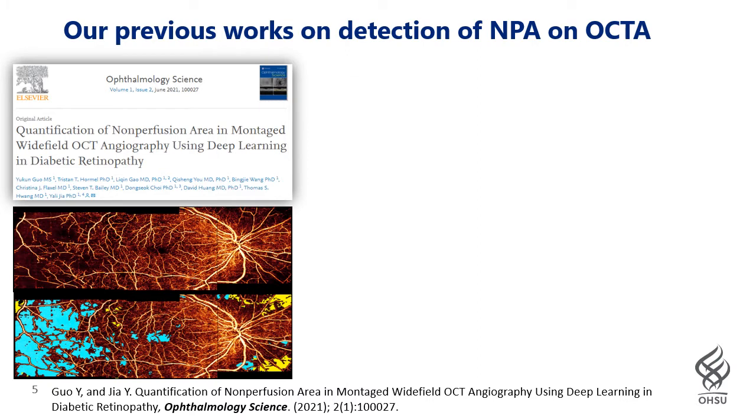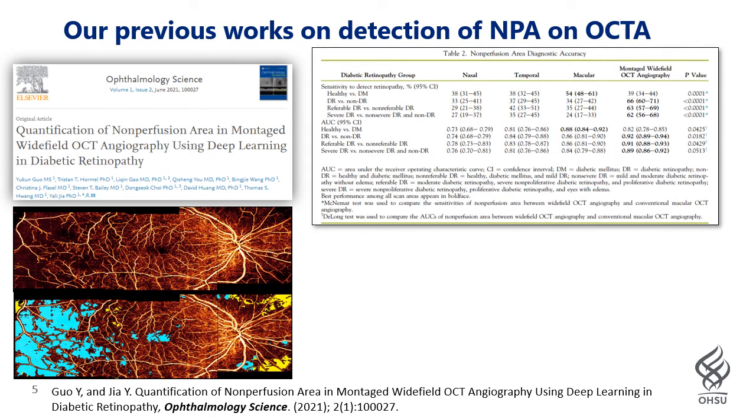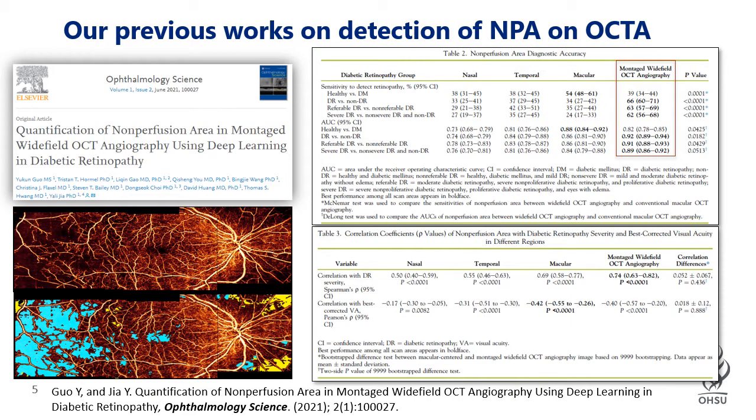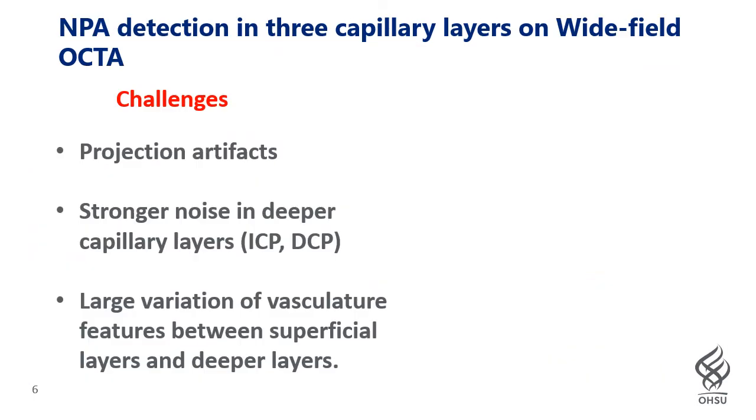To answer this question, we improved our method to make it adaptable to wide-field OCTA. The results show that wide-field OCTA has greatly improved the diagnostic accuracy of diabetic retinopathy over a single macular center scan. And the NPA on wide-field OCTA also shows higher correlation with DR severity than the macular center scan. Now we have one more question. Can the deeper plexus further improve the diagnostic accuracy? To answer this question, we should first improve our algorithm again, so that it can work on deeper retinal plexuses. To detect the NPA in deeper plexuses, we have to solve three main challenges.